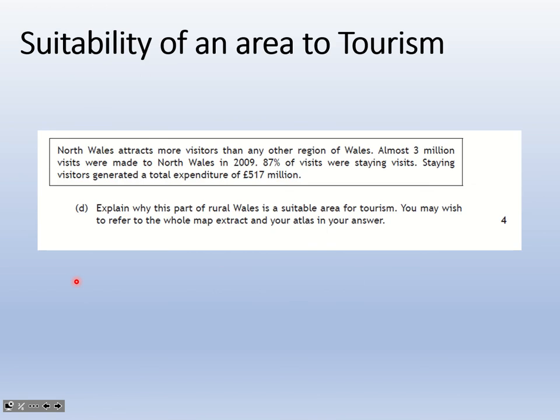So let's get started. Here's a typical question. Pay attention to the wording at part D. Explain why this part of rural Wales is a suitable area for tourism. You may wish to refer to the whole map extract and your atlas.